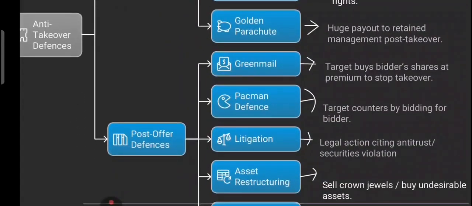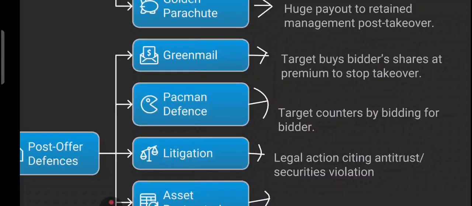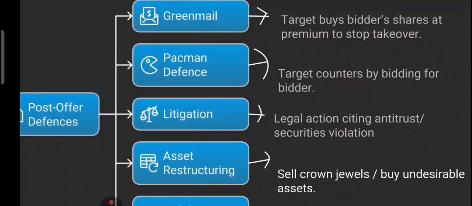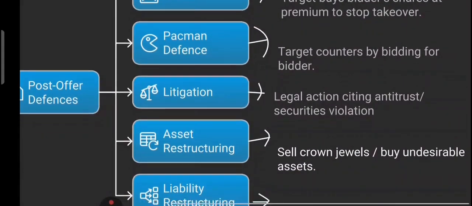Now we have post-offer defense. What happens in post-offer defense? After a takeover bid is made, the first technique used is called greenmail. What is greenmail? In greenmail, the target company buys back its own shares from the bidder at a higher price to stop the takeover attempt. Then we have the Pac-Man defense. So what does the Pac-Man defense mean? The target company turns the tables and tries to buy the company that is trying to buy it.